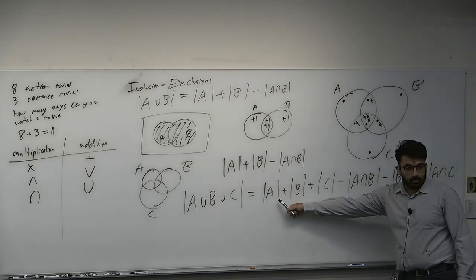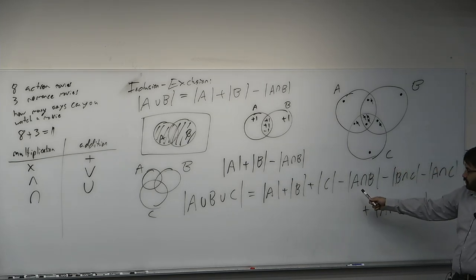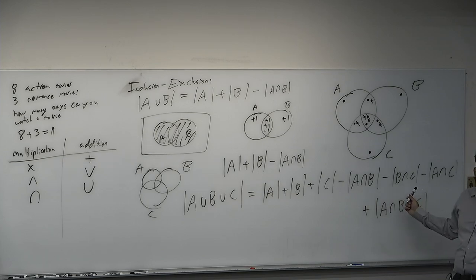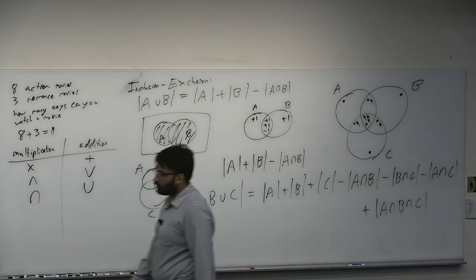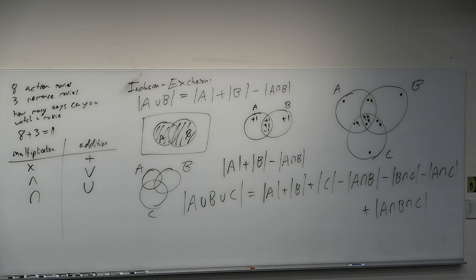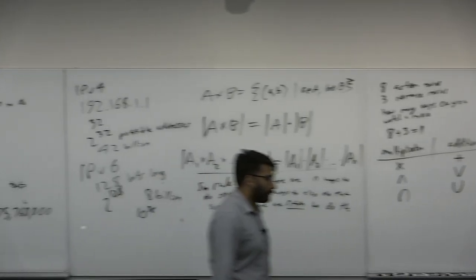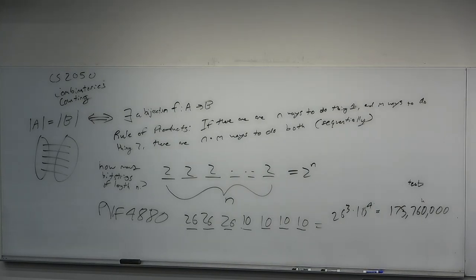The sets of one, we just add them. Then the intersections of sets of two, we subtract them. Then the intersections of sets of three, we add them. That's sort of a pattern. So if we were to give a pattern for the inclusion-exclusion principle, it might look something like this. First of all, it's going to be an alternating summation, right?